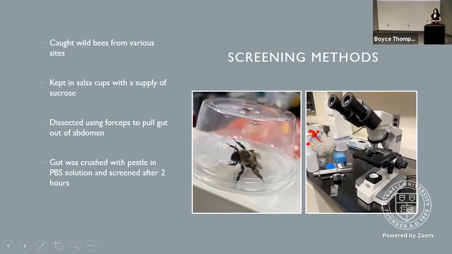Once we were ready to dissect these bees, as these parasites are inside their guts, we had to knock them out with carbon dioxide, remove the head from their body, and then go in through the abdomen where their stinger is and just pull out the gut.